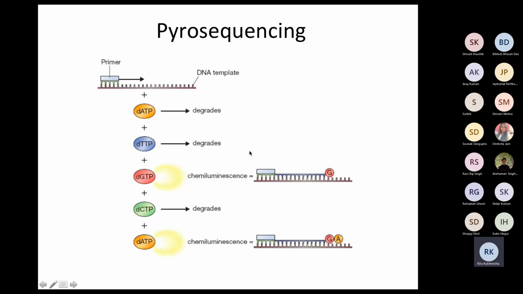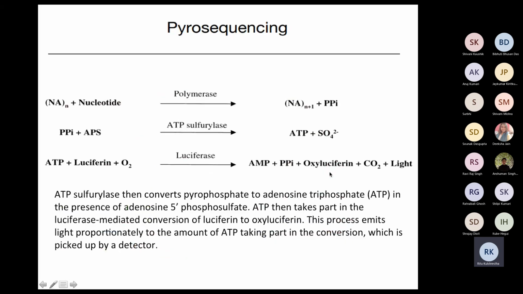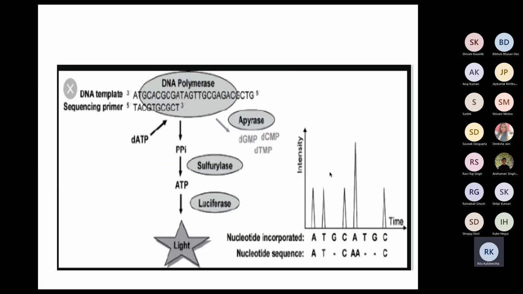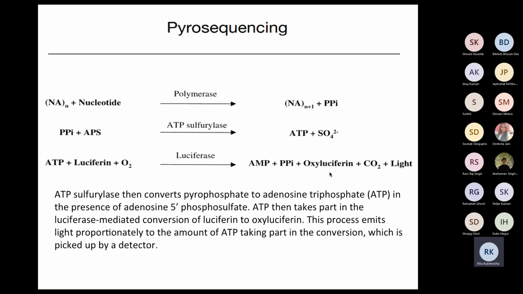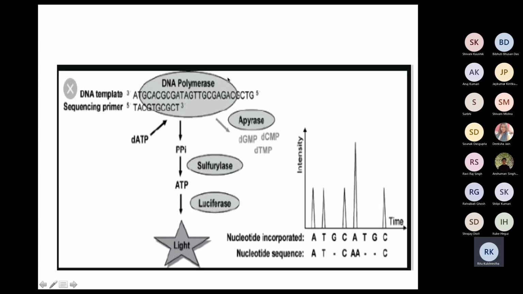Because it is like addition of these nucleotides one by one, obviously this whole thing can be automated. So this is now automated, and what the machine does is it adds these various nucleotides one by one, and in the reaction mixture you have this apyrase.